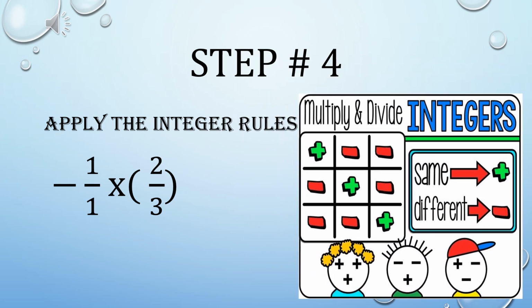After we simplified our fractions internally, we're going to apply the integer rules. In this example, we have a negative fraction and a positive fraction. So, the multiplying and dividing integer rules tell you if the signs are different, your answer is going to be negative.